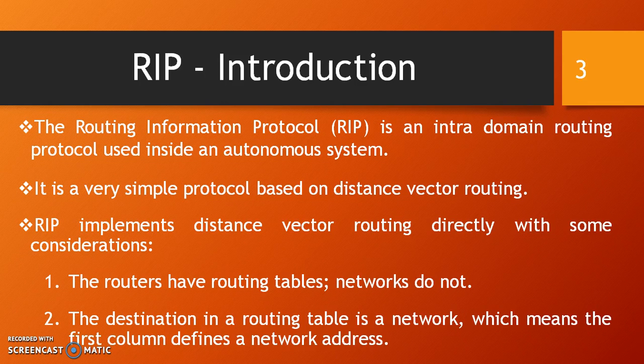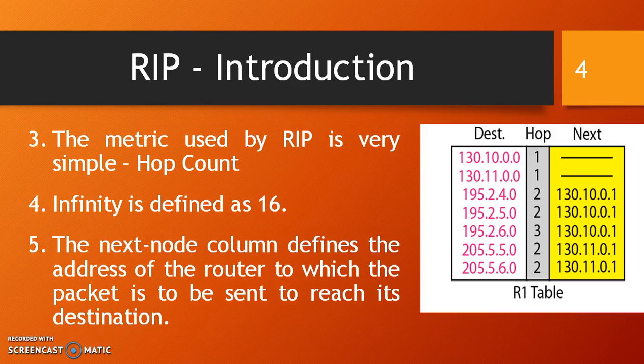First, in an autonomous system, we are dealing with routers and networks. The routers have routing tables, networks do not. Second consideration, the destination in the routing table is the network, which means that the first column of the routing table defines the network address.